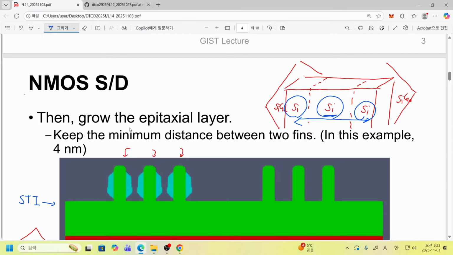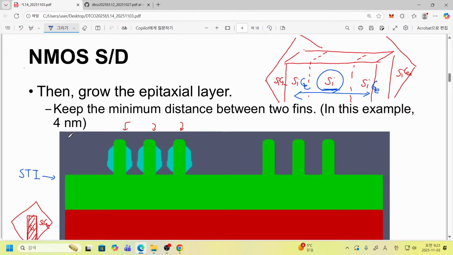So this is not good for our purpose. Instead, we must introduce silicon germanium here and here, so then this silicon channel feels the compressive stress. That's the reason why we must perform the cavity etching for this P MOSFET case.